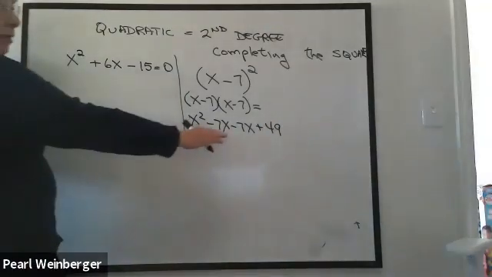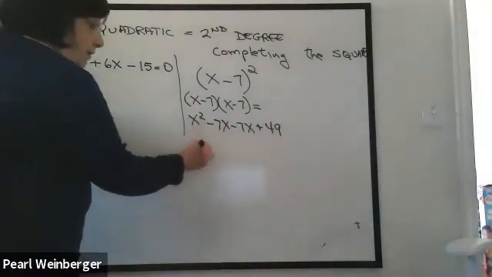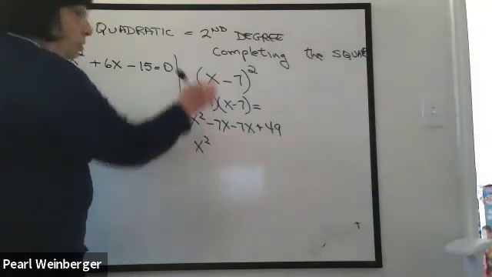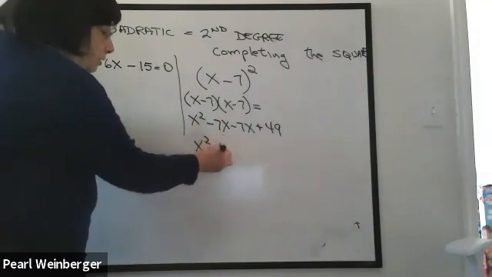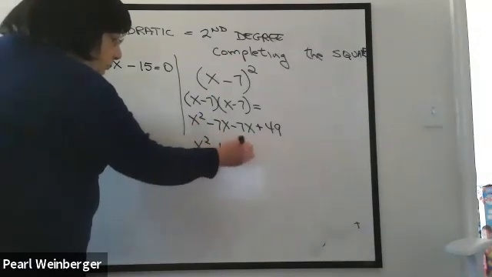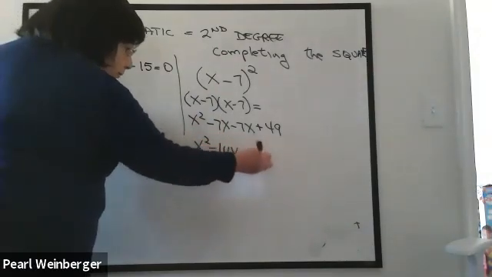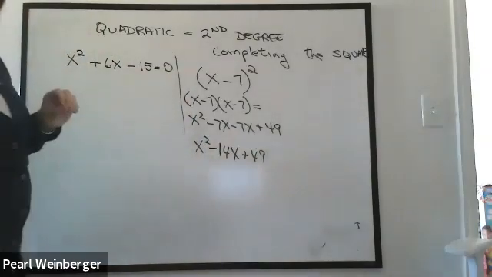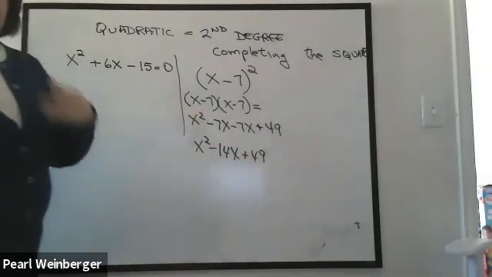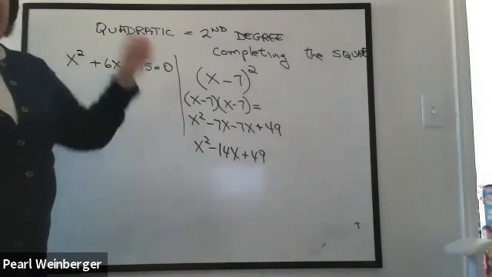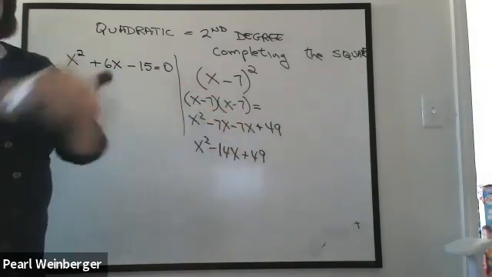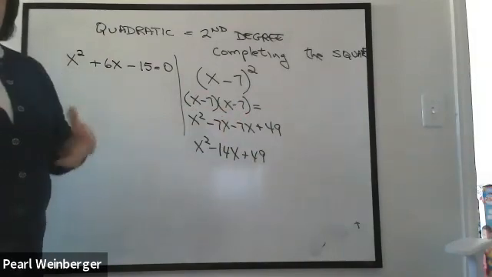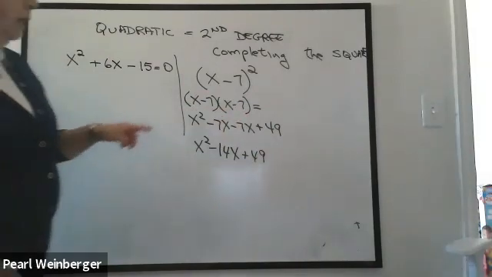And if we combine the like terms, I get as my final answer x squared minus 14x plus 49. Now I want to show you the pattern, because if you have the pattern, sometimes if you're asked to do something like that and you really know the pattern, and you should, I'm going to explain it to you, it will make it much quicker to do.